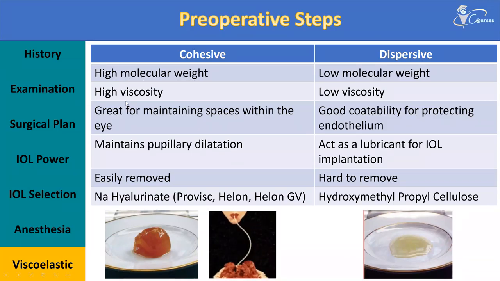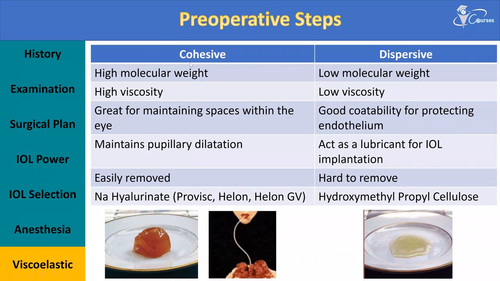So you can consider them like a jam and honey. Cohesive, you see that this piece of jam has high molecular weight. It is very viscous. That's why it is bulky like that. It doesn't spread easily over a surface. While the dispersive has lower molecular weight with low viscosity. So you can consider it like honey. It can coat, it can spread easily. So we depend on these physical properties of each substance in order to use it for specific functions intraoperatively.